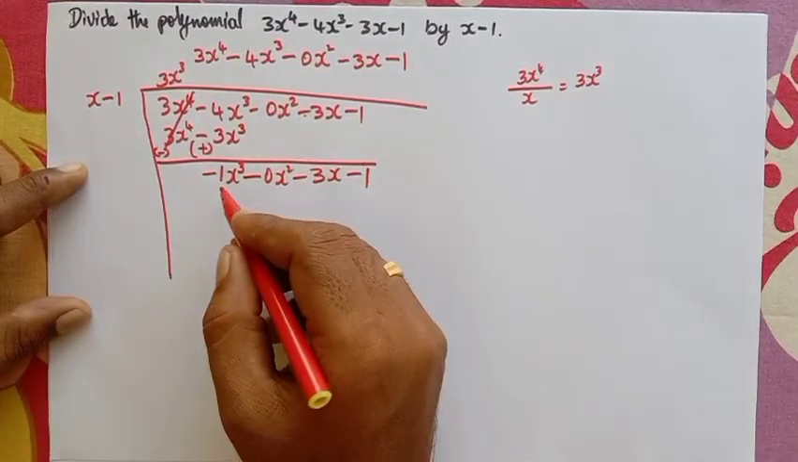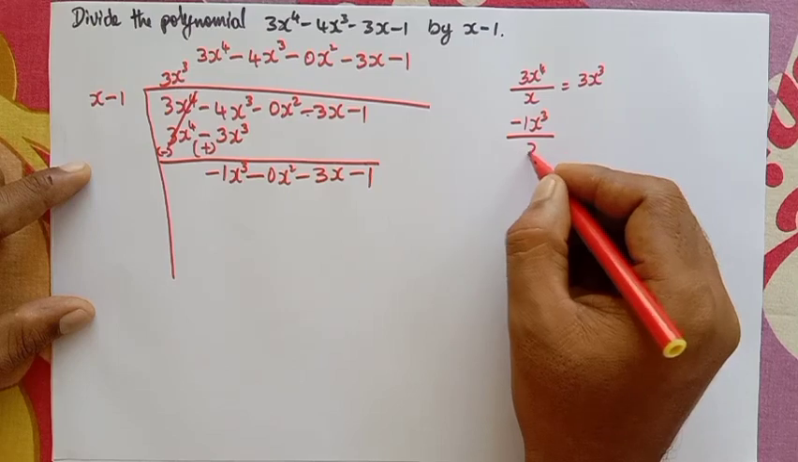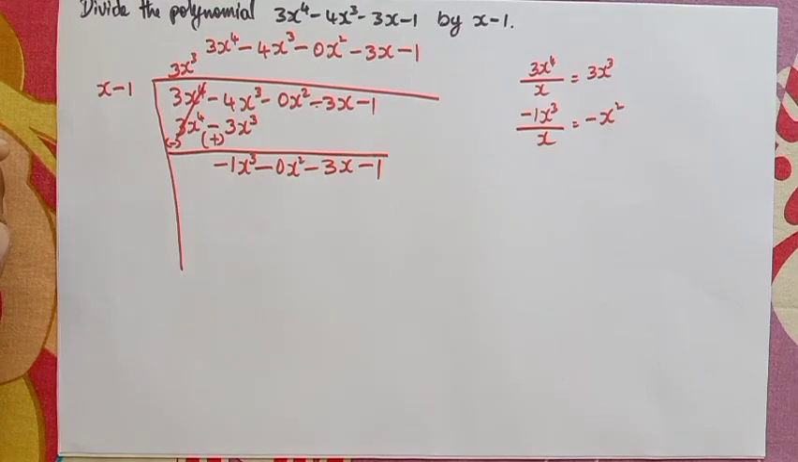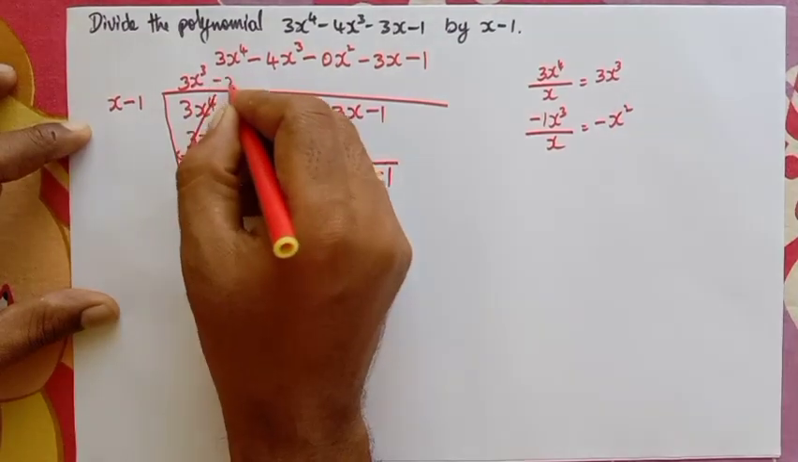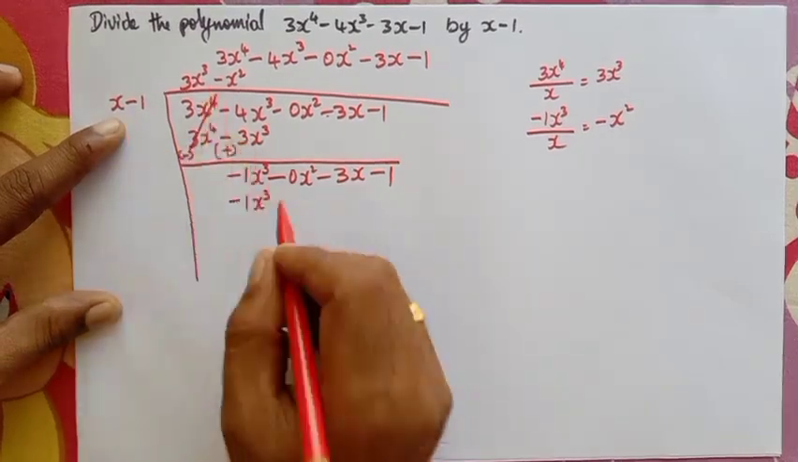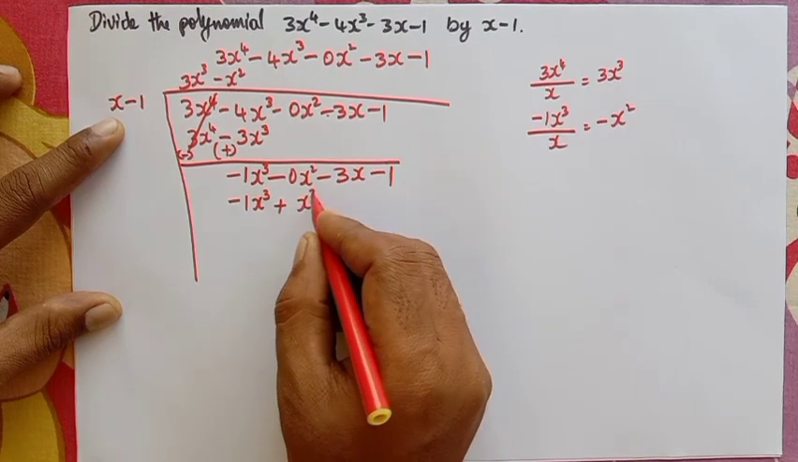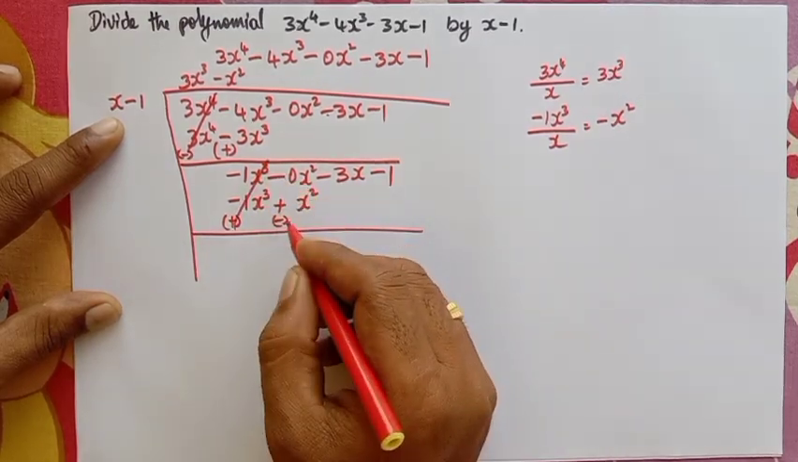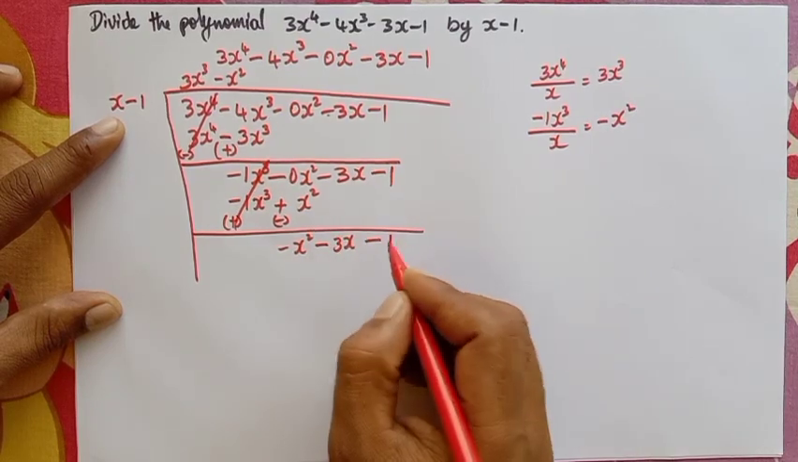So here too we want minus 1x cube divided by x. So we will be getting minus x square. x into minus x square is minus 1x cube. Minus into minus is plus 1 into x square. Plus, here minus, sign change. These two cancel. So the remainder is minus x square minus 3x minus 1.